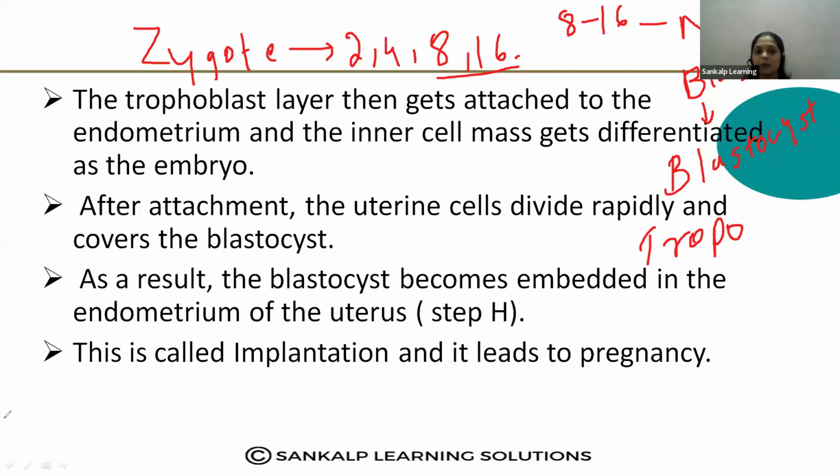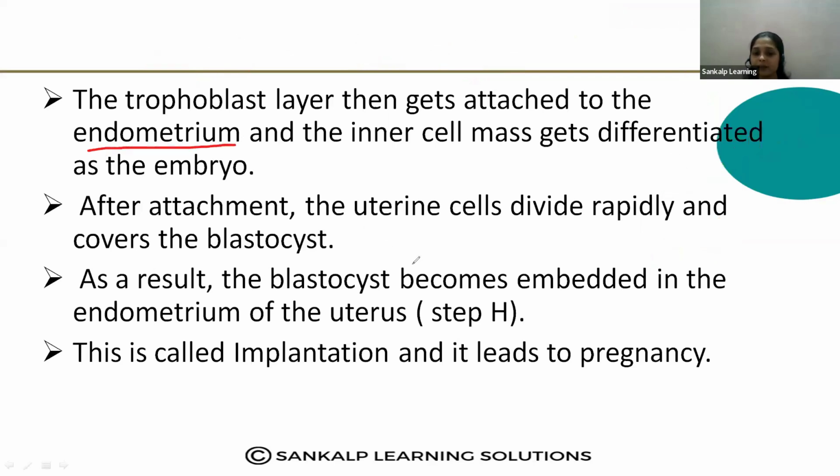After that, implantation will take place. Implantation takes place in which layer of the uterus? That is at the endometrium, and the blastocyst attaches to the endometrium, and that leads to the pregnancy.